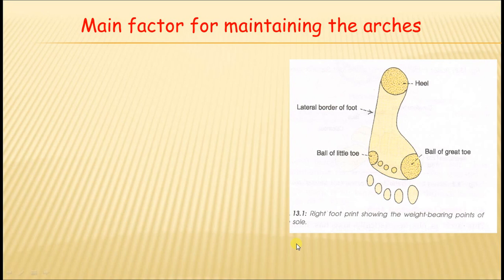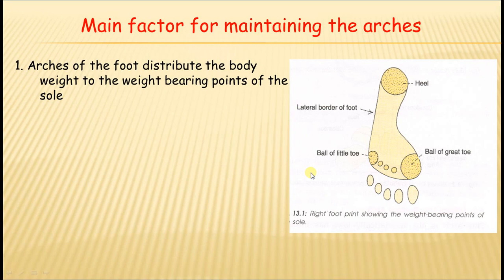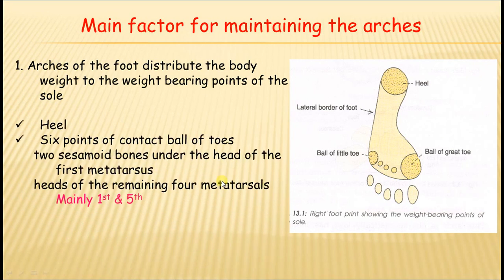So you can see in your foot the weight bearing areas. There are actually 6 points. One in the heel, a very large weight bearing area, and then you are able to see in the front the heads of the metatarsals, and again the ball of the great toe takes almost half of the weight. So these 6 points are actually the contact points which help to distribute your body weight. Okay, so these are all the weight bearing points.